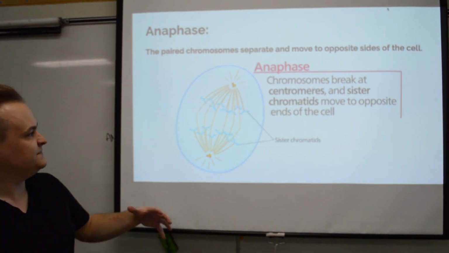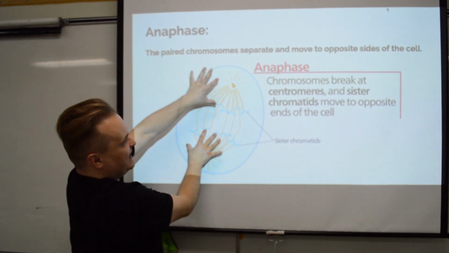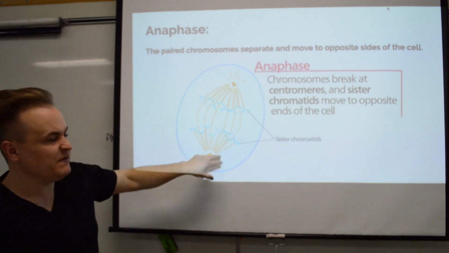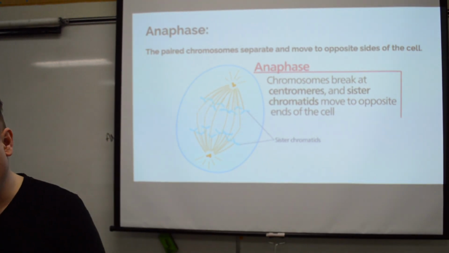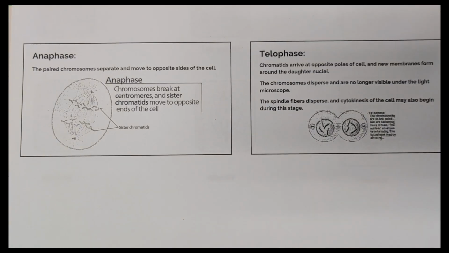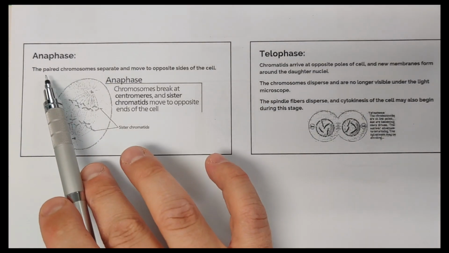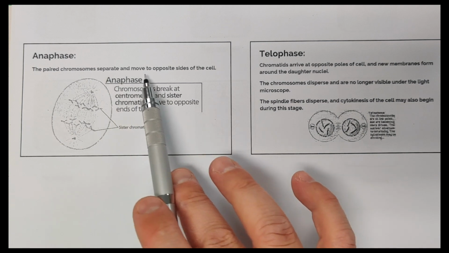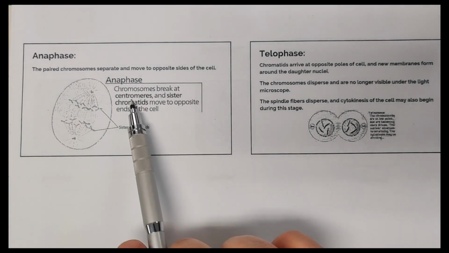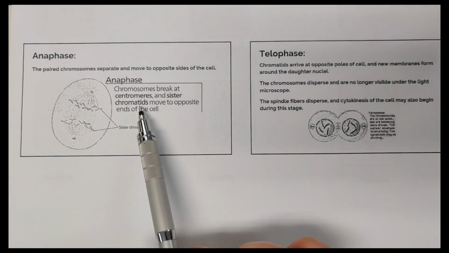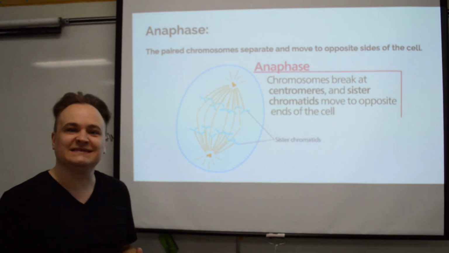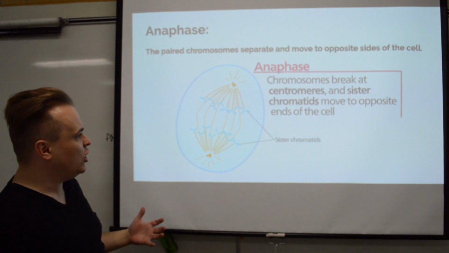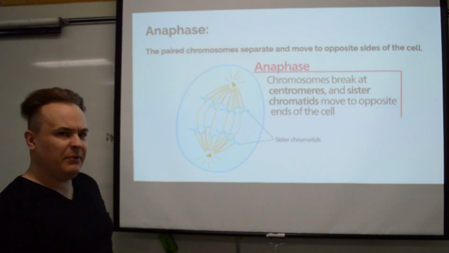They're the identical ones because right away this is going to cut. It's going to be one cell, two cells. These spindle fibers are going to disappear, things like that. So what happens in anaphase? Well, in anaphase, the paired chromosomes separate and move to opposite sides of the cell. Chromosomes break at centromeres and sister chromatids are moved to opposite poles. Anaphase means away. That's all you need to know. Nothing too crazy, but it's kind of cool.